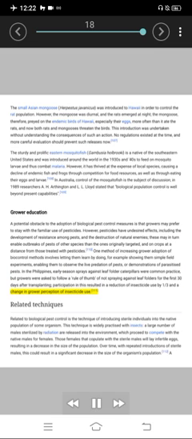Related techniques. Related to biological pest control is the technique of introducing sterile individuals into the native population of some organism. This technique is widely practiced with insects.